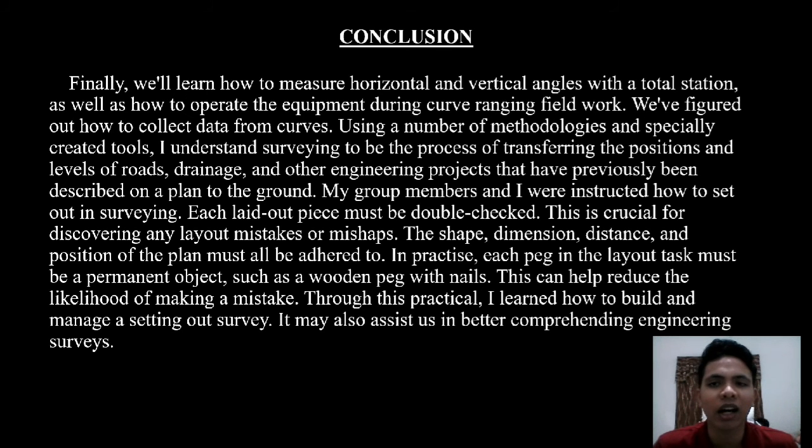My group members and I were instructed how to set out in surveying. Each laid out piece must be double checked. This is crucial for discovering any layout mistakes or mishaps. The shapes, dimension, distance, and position of the plan must all be adhered to. In practice, each peg in the layout task must be a permanent object, such as a wooden peg with nails. This can help reduce the likelihood of making a mistake.